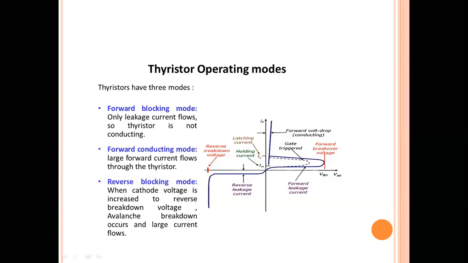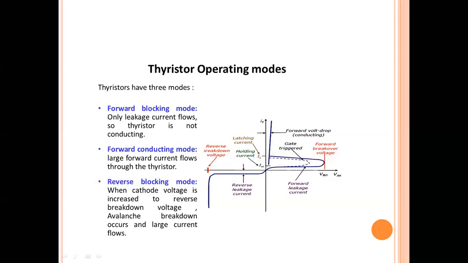Okay, so what about this VB naught and VBR? This VB naught is the maximum permissible forward blocking voltage. Beyond this voltage, whenever the voltage between the anode and cathode is increased beyond this value, the reverse bias junction breaks down and you have conduction. So immediately the device shifts from its blocking mode to the conducting mode.